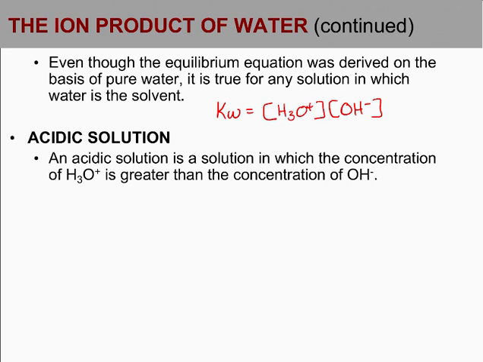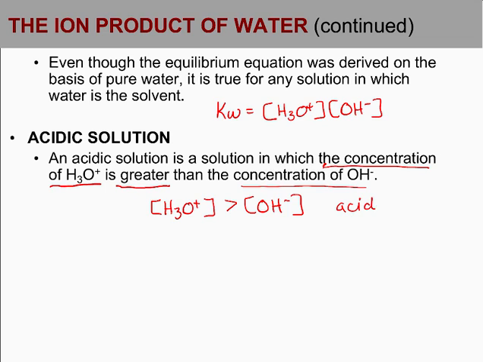All right, so an acidic solution is one where the concentration of hydronium ions is greater than the concentration of hydroxide ions. So there's a few different ways we can write this. We could just say the concentration of H3O+ is greater than the concentration of OH-, so that's acidic. Or remember, for pure water, the concentrations of both hydronium ions and hydroxide ions was 1 times 10 to the negative 7th moles per liter.